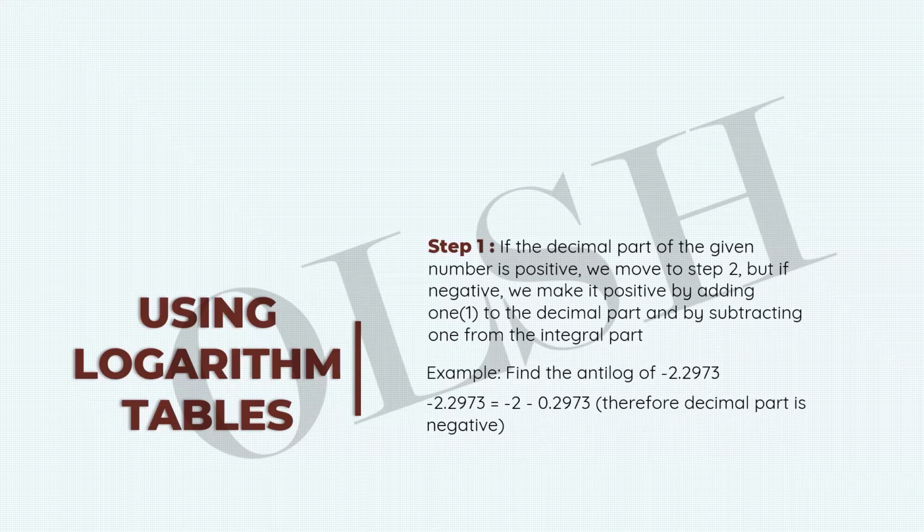For an example, we have a question asking us to find the antilog of -2.2973. We can see that if we separate the number into its integral and decimal parts, the decimal part is negative, because we'll have -2 minus 0.2973, and that's the only way we can add these two numbers to get -2.2973. So if we split them like this, we find out that our decimal part is negative.